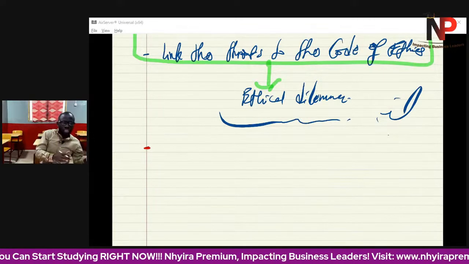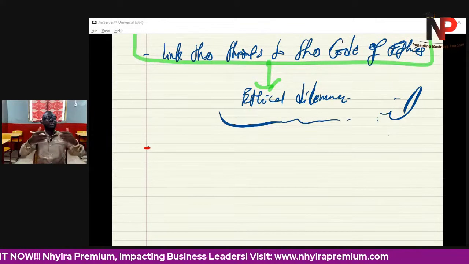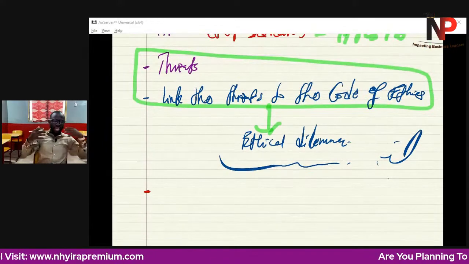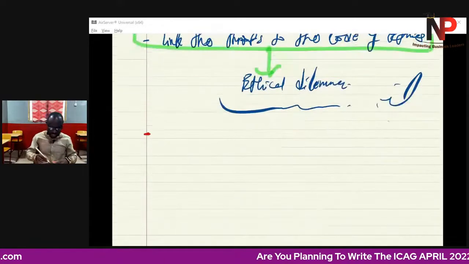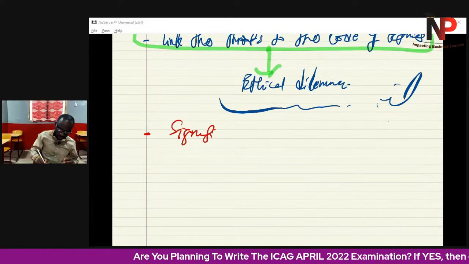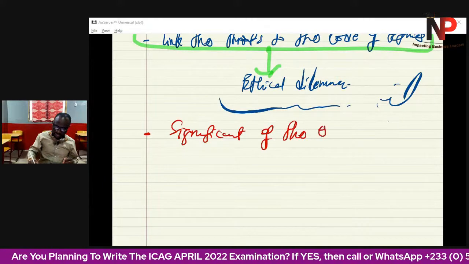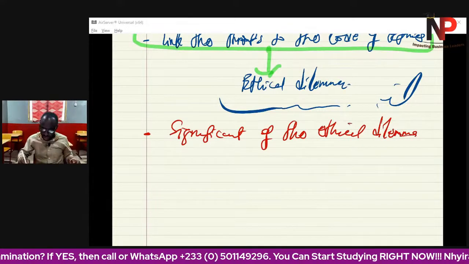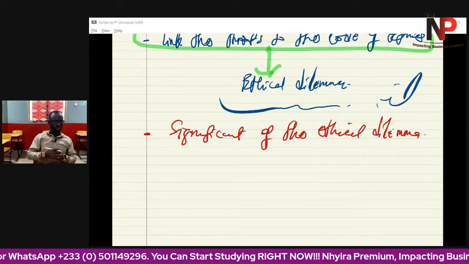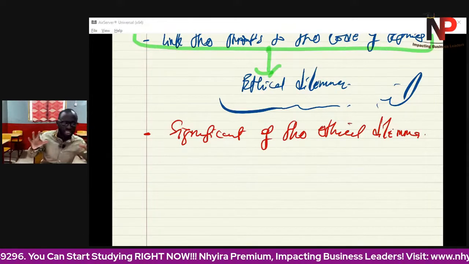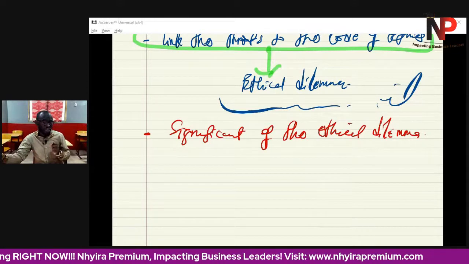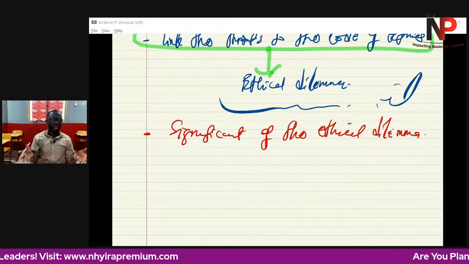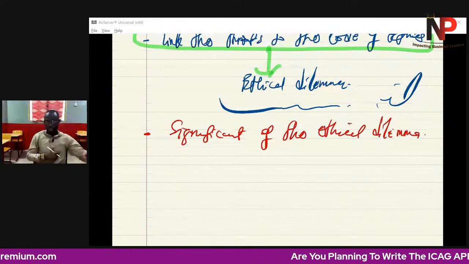If you are doing advanced audit and assurance, and also spending time to look at something like corporate reporting, one of the things that you must understand is that if you identify the ethical dilemma in the question, you must assess the significance of the ethical dilemma that has been identified. Is this significant? You must know this very well, especially in the advanced audit and assurance class. You must understand the significance of the threat that has been identified. And sometimes in corporate reporting also, this is going to be there.